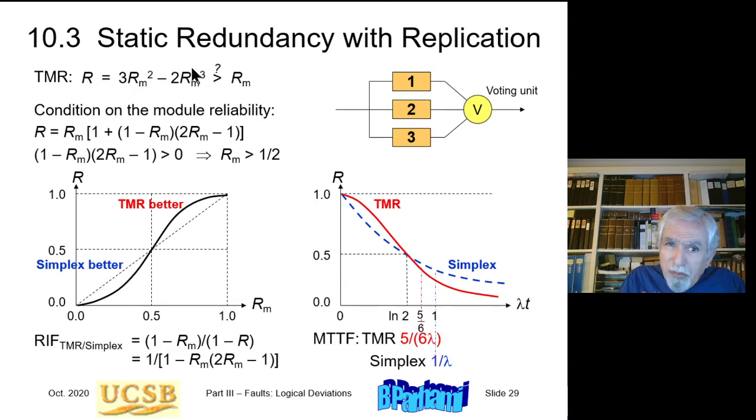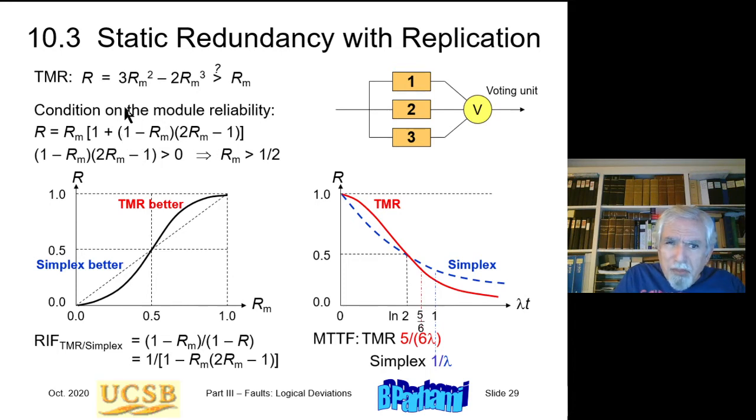Okay, under what condition is this reliability of the ensemble greater than module reliability? Well, when the reliability of the module is more than 0.5. So this is TMR reliability, this curve. It is better than single module reliability whenever module reliability is greater than 0.5. And in fact, it's worse than module reliability if the module reliability is less than 0.5. But of course, module reliability less than 0.5 is not of practical interest, so we don't worry about that situation. So module reliability will be very close to 1. We'll be operating in this region, and then TMR is much better than the simplex or single unit system.